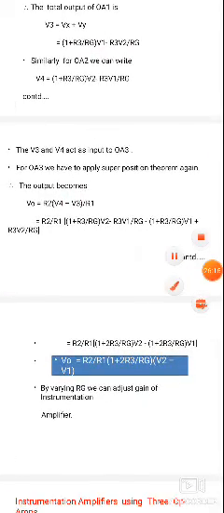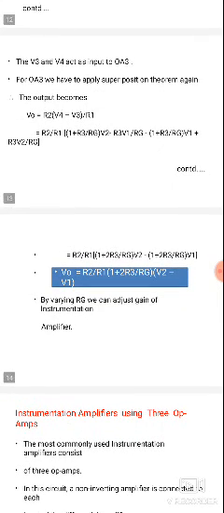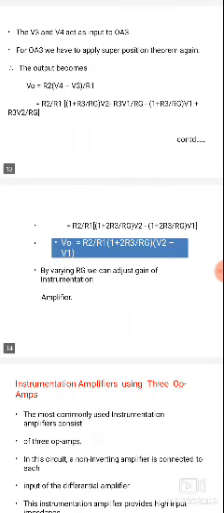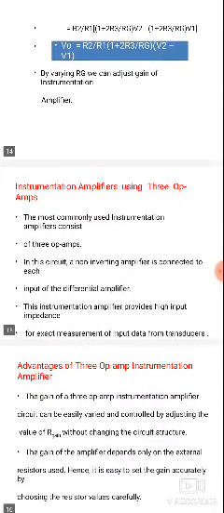Next, simplifying the above equation, we get R2 by R1 is equal to 1 plus 2R3 by RG into V2 minus 1 plus 2R3 by RG into V1. That is nothing but the V0 value. V0, the output of the instrumentation amplifier, is related to R2 by R1 into 1 plus 2R3 by RG into V2 minus V1. By varying RG, we can adjust the gain of the instrumentation amplifier.